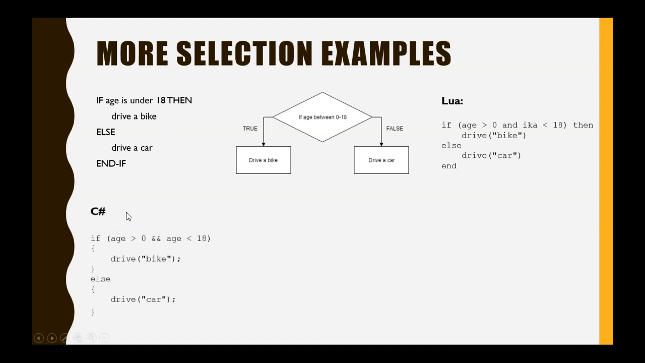Here's C#, the language that we use. We don't have these then and end, because we use curly brackets to say what happens if the condition is true, and for else we use curly brackets to say if the condition is not true, then this happens. Here's PHP, the language that is the most used in websites and web services. It's pretty close to C#, as you can see.